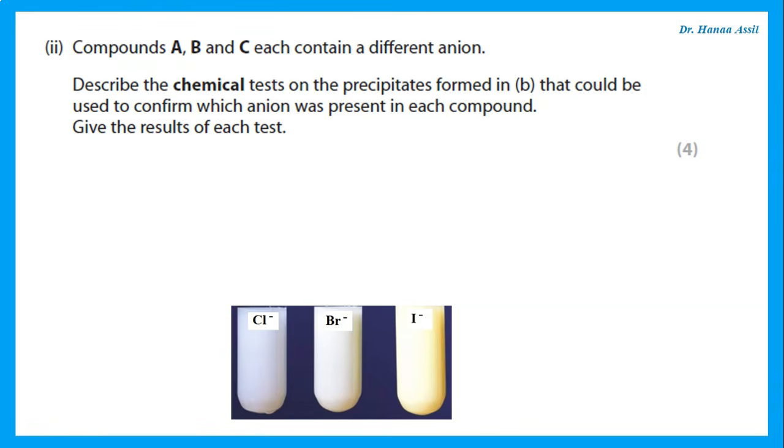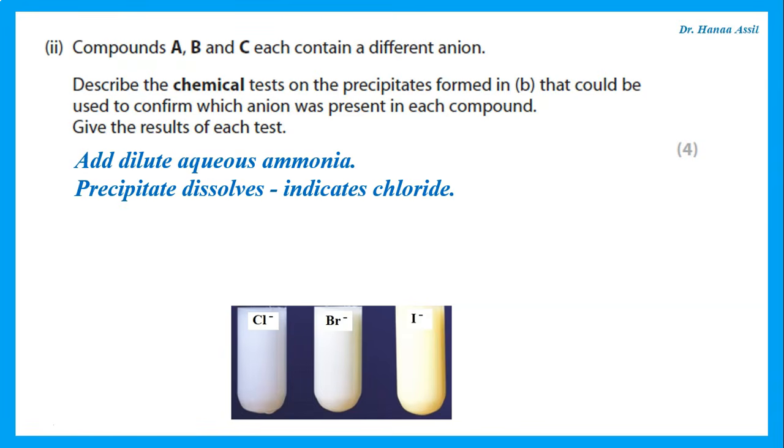And we said after adding dilute nitric acid and silver nitrate and getting these precipitates, we should test the precipitate to confirm which anion it is. How do we test the precipitates? We add first dilute aqueous ammonia. So we're going to add dilute aqueous ammonia to each of the precipitate. If a precipitate dissolves, that indicates that it was chloride. So the precipitate from chloride, when I add nitric acid and silver nitrate, it should give white precipitate soluble in dilute aqueous ammonia.